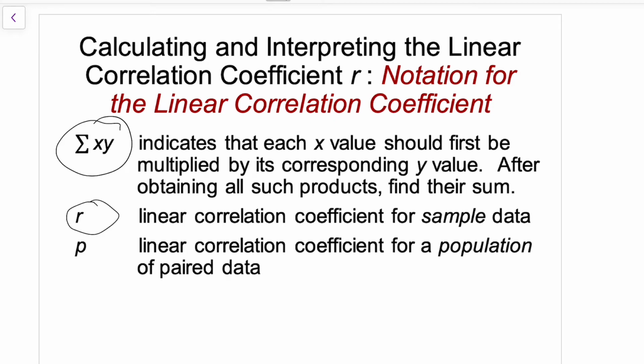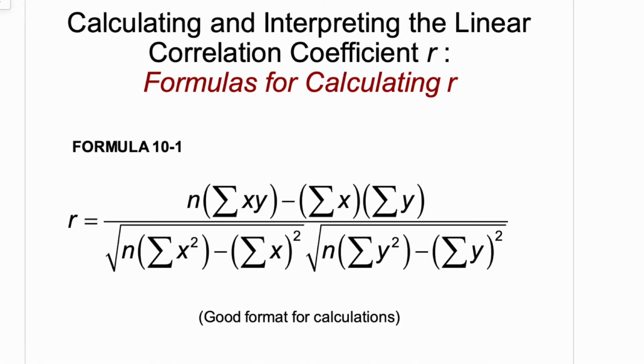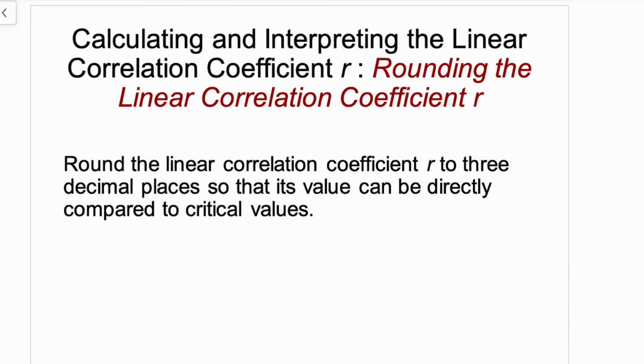If we have a population, there is a linear correlation for a population, although we will not be dealing with that in this section. Here we see the formula for R, our linear correlation coefficient. We don't want to get too bogged down at how difficult R looks, because there will be ways to compute R in a rather easy form. So just stick with it. When we compute R, we want to round R to 3 decimal places.